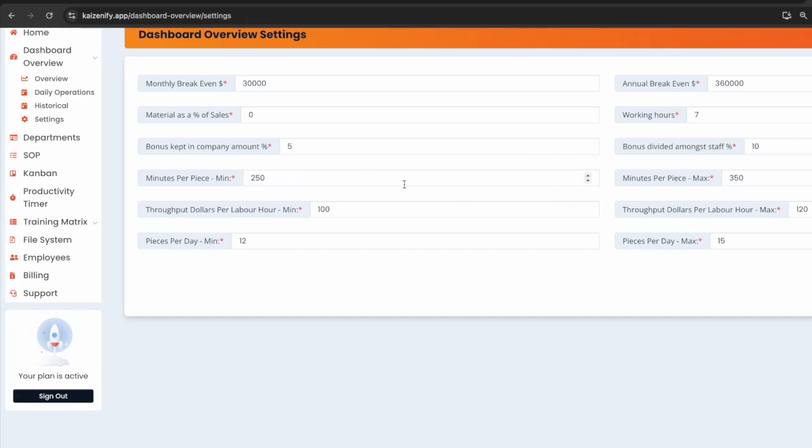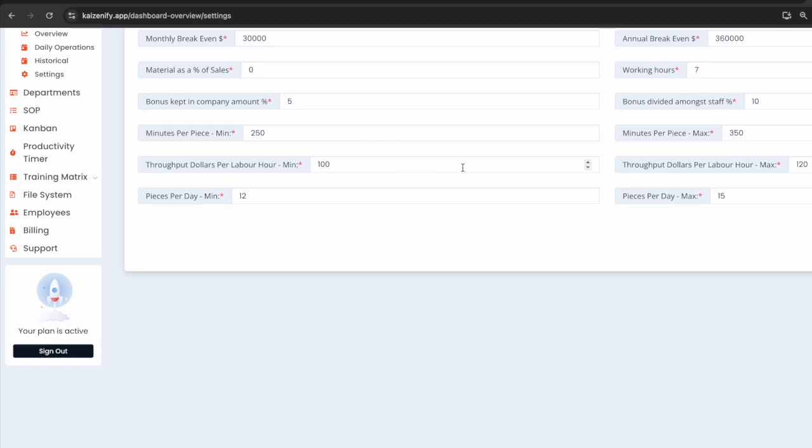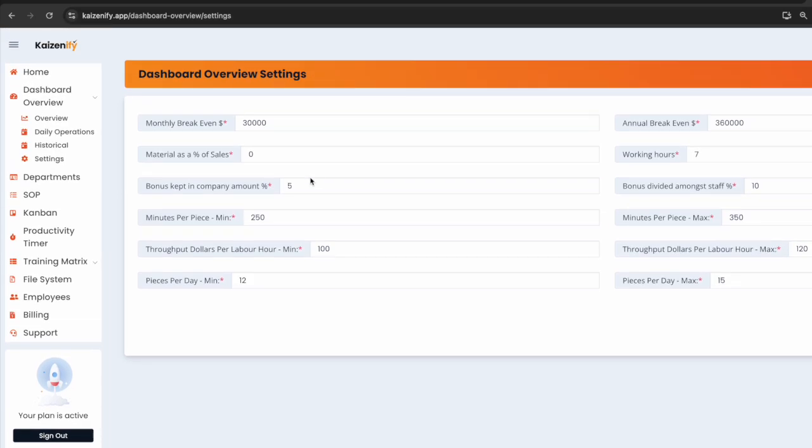Then we have our minutes per piece, min and max. And then we have our throughput dollars per labor hour, min and max, and our pieces per day, min and max. Now these are used to program what I showed you, those little tachometer graphs on the right-hand side. This is how we get that red, yellow, green range. Essentially we're saying whatever you're programming here will be in the yellow range. Anything above that will be green, and anything below that will end up being red on the graph.